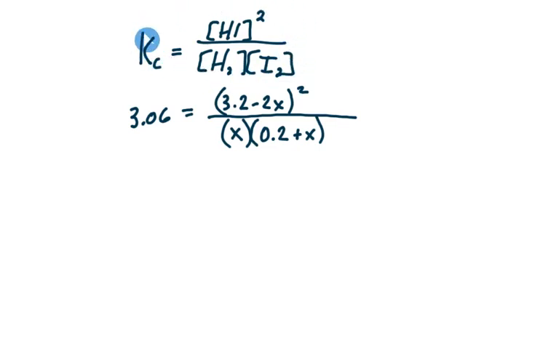We've made substitutions. We plugged in K, and we plugged in the expressions that we found using algebra to represent the equilibrium concentrations of each of the substances. So our last step here is to solve for x. So what we need to do is simplify this. Okay. So this is the hard part.